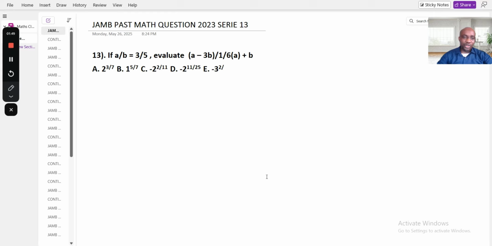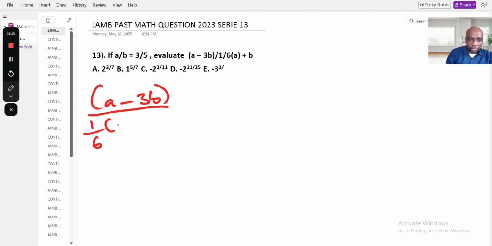I have a question here for year 2023. If A over B is equal to 3 over 5, evaluate. Let me write out the question. 3B over 1 over 6 bracket A plus A.